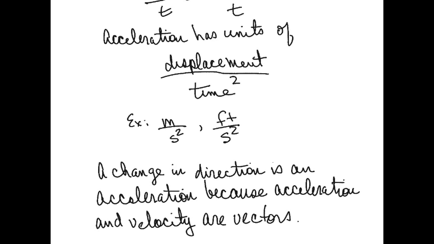Now, a change in direction is an acceleration because both acceleration and velocity are vectors, and hence any change in the velocity is an acceleration. When you're dealing with things that move in straight lines, this really doesn't make any difference because the direction doesn't normally change because you're moving in a straight line. When you're moving around a curve or in a circle, this comes into play. Even though you are making an orbit in the same amount of time, you are still accelerating because you're changing direction. We'll cover more of that in circular motion.